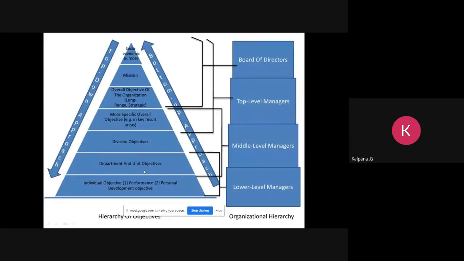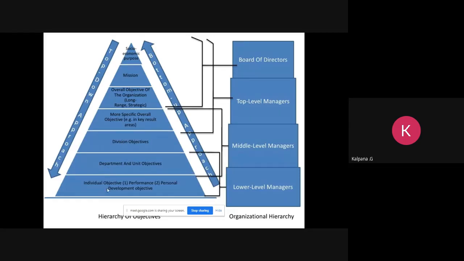So these units have objectives that will be related to the departmental objectives. We also have a publication team, project team, research team. So all these teams will work in correlation with the department objectives.